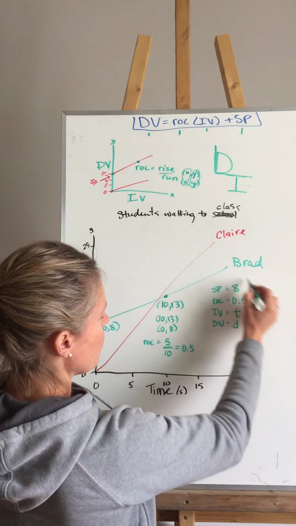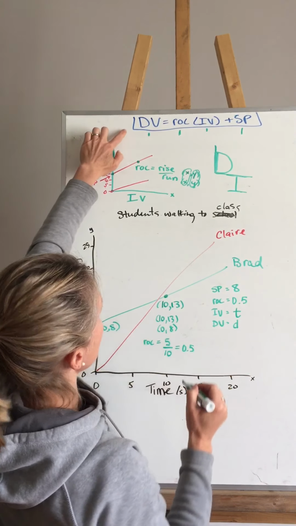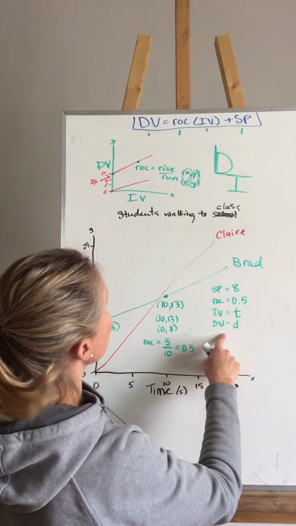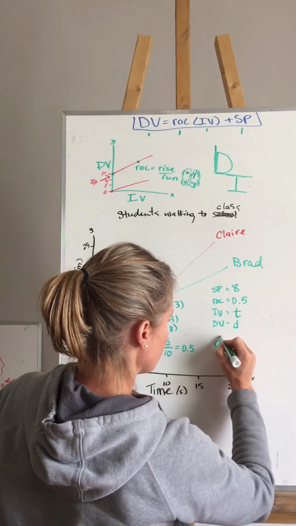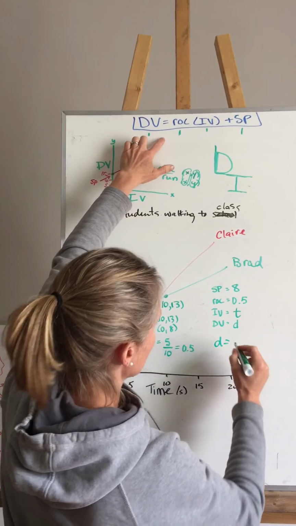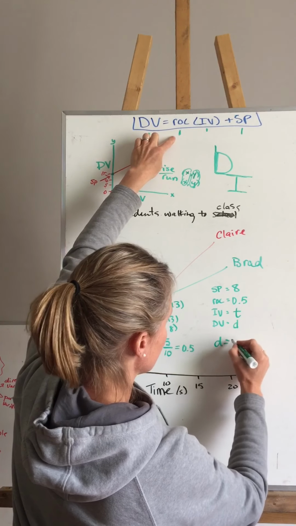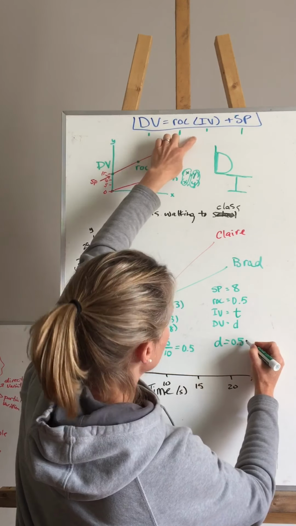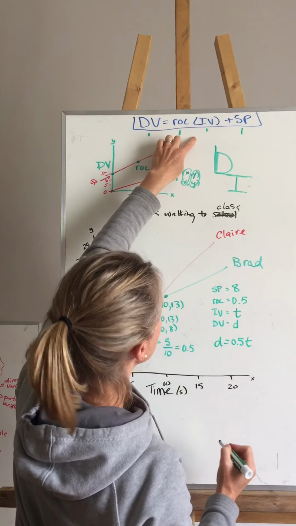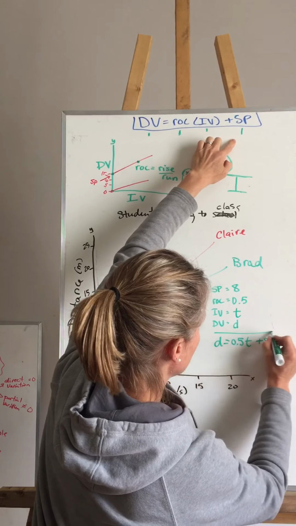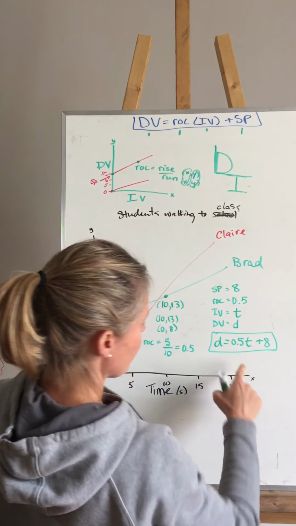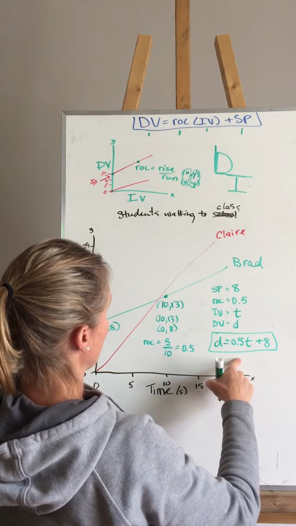Okay, so now you have all the information. We'll just use this and we'll come up with Brad's equation. Okay, so the dependent variable is d, so that's first, equals the rate of change, which is 0.5, times the independent variable, which is t, and then plus the starting point, which is 8. We'll put a box around that. So that's Brad's equation, okay, for his walk.